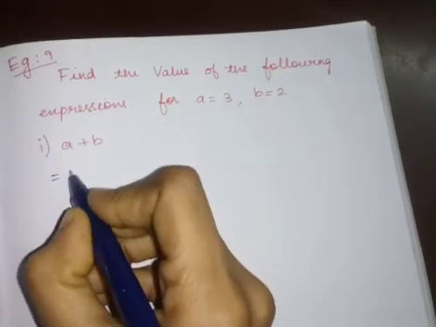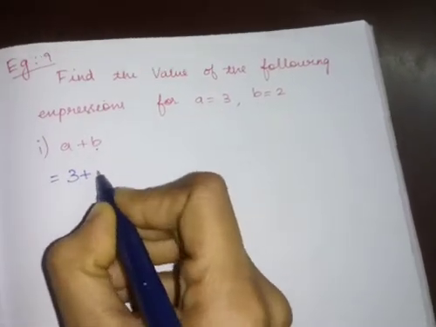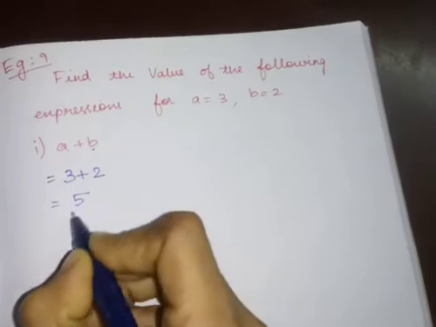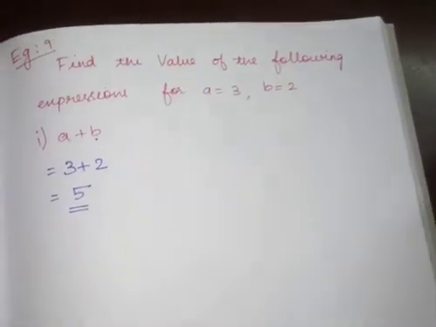What is the A value here? 3. Plus, what is the B value? 2. 3 plus 2 is 5. So 5 is the value of the given expression.